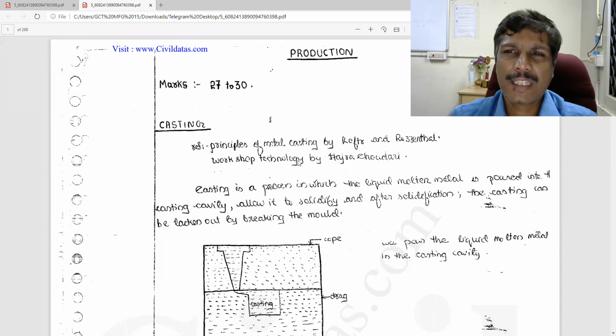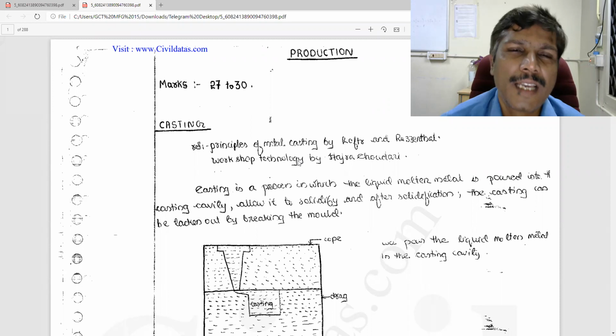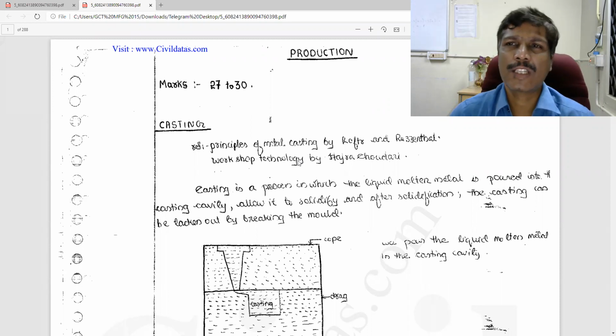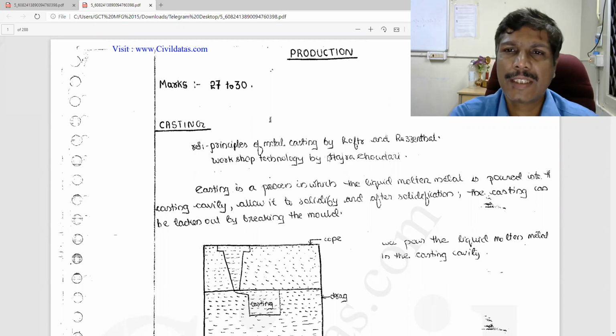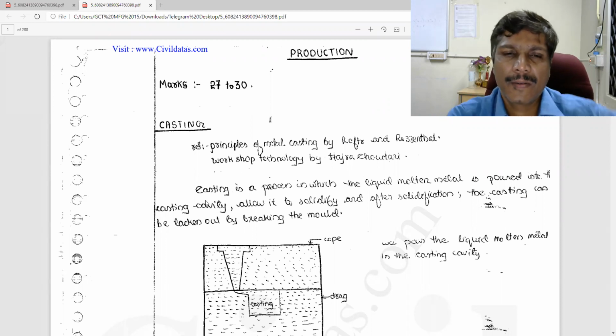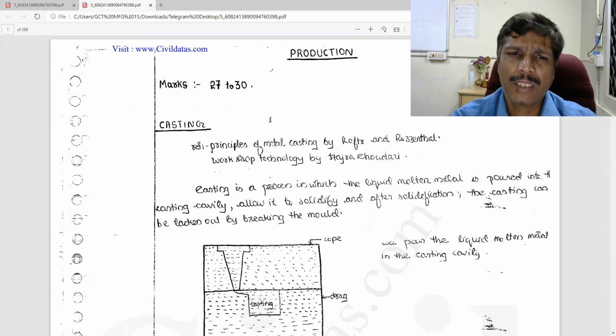Today, we are going to discuss some of the manufacturing processes. In that, the first process is casting. First of all, the principles of metal casting can be referred from the books by Heine, Loper, and Rosenthal, and Workshop Technology by Ajay Chaudhary. So, what do you mean by casting?